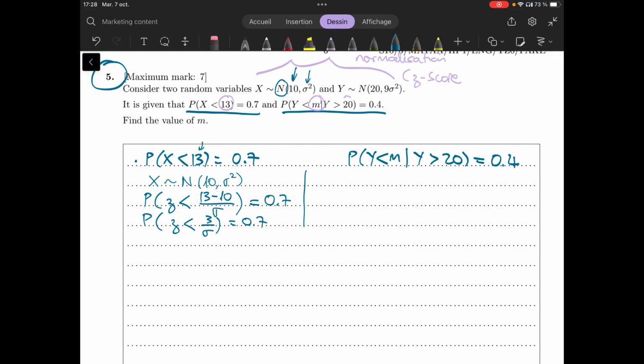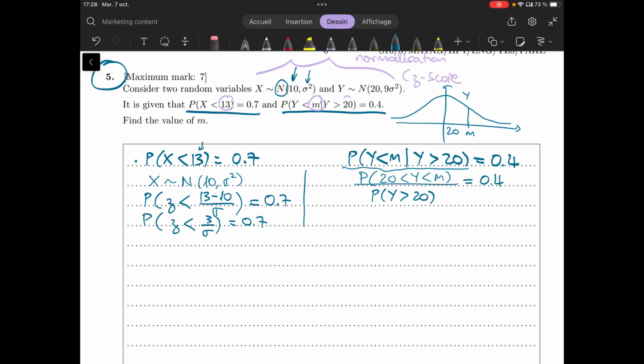On the right hand side, we have a conditional probability. It always helps to sketch the distribution out. This is why. It has a mean of 20, and let's say m is over here, and we're given that the probability that y is less than m, given that it's greater than 20, is 0.4. Let's undo this notation. This is equal to the probability that y is between 20 and m, given that it is greater than 20, is equal to 0.4.